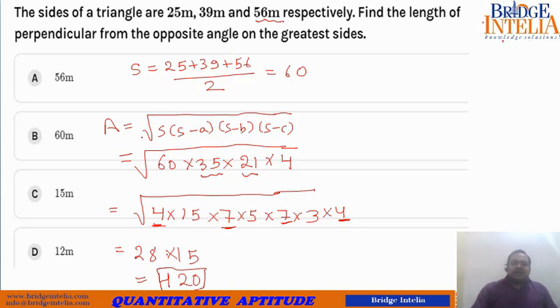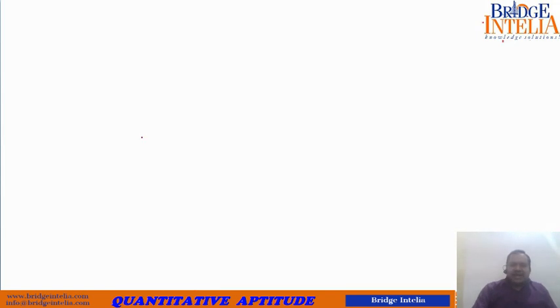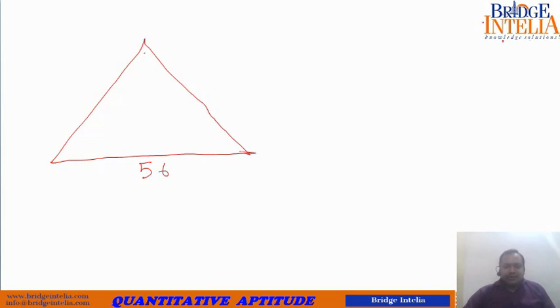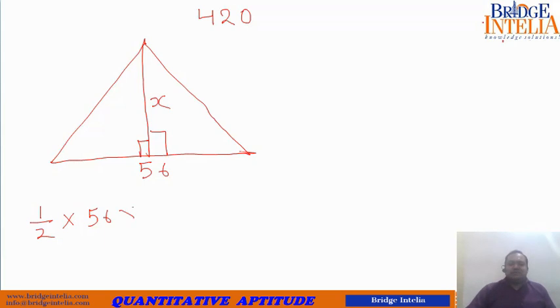Now the question is, we don't have to find the area, we have to in fact find out the perpendicular from the opposite angle on the greatest side. So the greatest side is what? 56. So this is 56. This is the perpendicular on it, and we have already found out that the area of this particular triangle is 420. So let's give the value of the altitude to be equal to x. So half into base 56 into height, which is x, must be equal to 420.